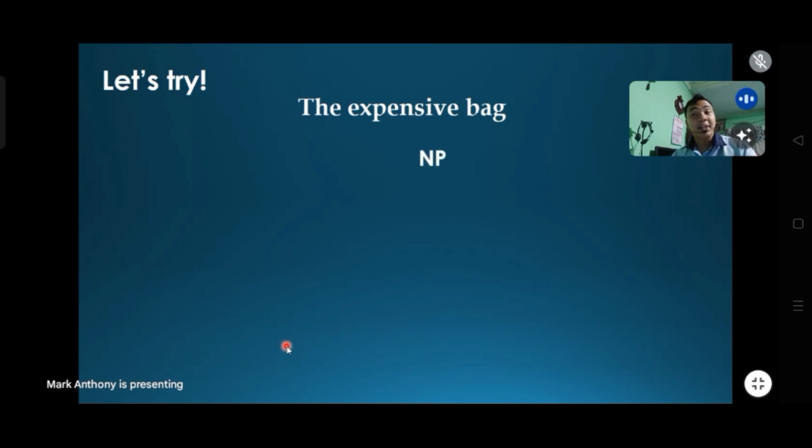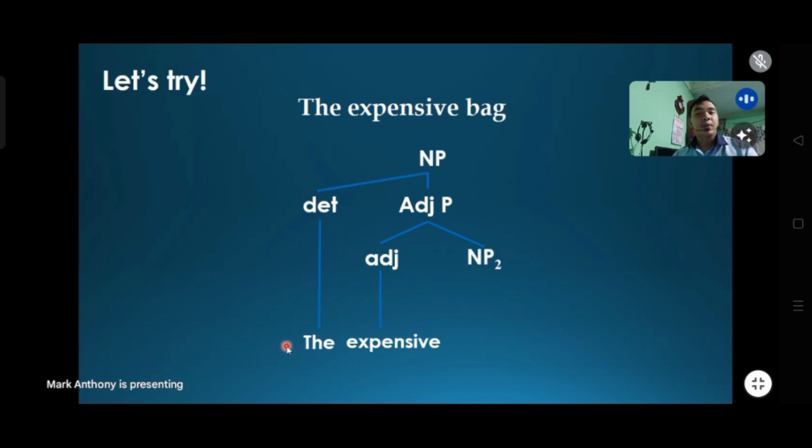So there we have the noun phrase, in which of course it will be divided into its subconstituents. We have the determiner, followed by an adjective phrase, in which it will be divided into its subconstituents, the adjective expensive, and the second noun phrase, which is the word the bag. So reading it in its linear order, it is read as the expensive bag.